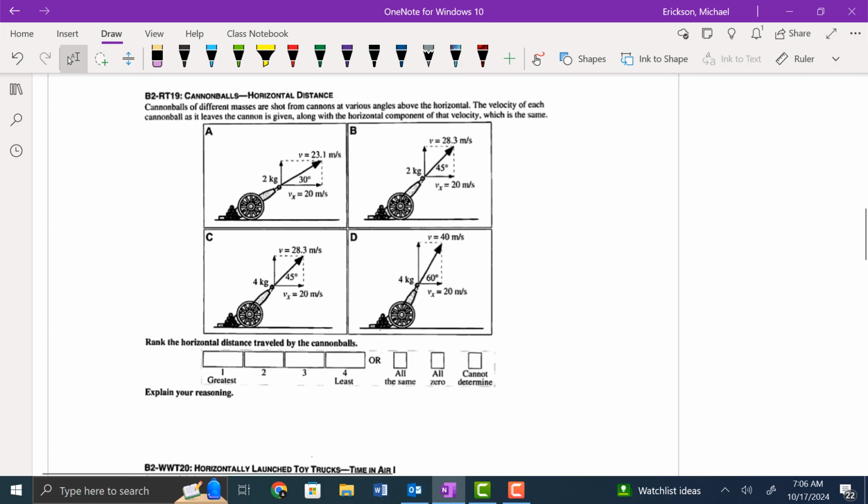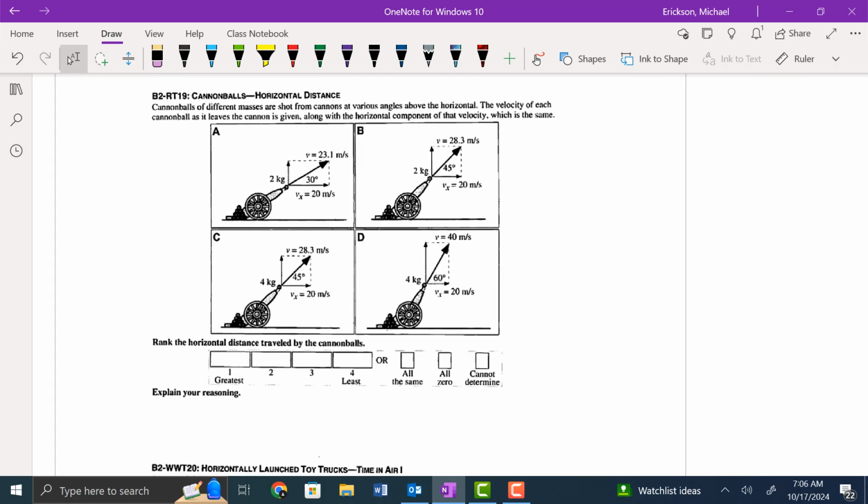Alright, so now we're looking at horizontal distance. We just did a problem on this: delta x is equal to v naught x times t. Now, when you're doing these problems, you have to see, v naught x, 20, 20, 20, 20. It's going to be 20 the whole time, so these are all the same for all the objects. So this will not factor into delta x. The only thing that will factor is time.